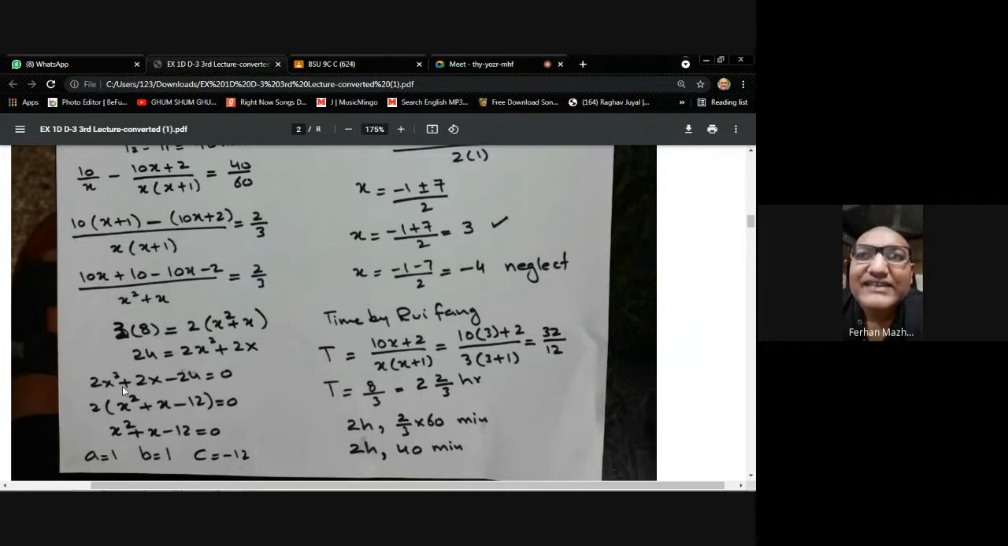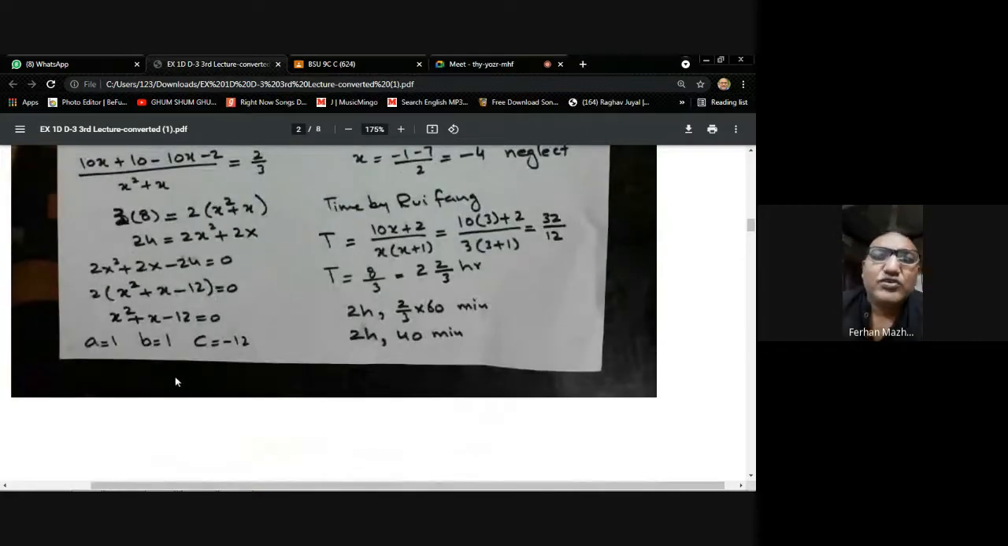You can see that here the 2 is common, so you can take the 2 common. If you take 2 common, then you will have x square plus x minus 12 bracket close equals to 0. This 2 which is multiplying here, when it goes to the other side, it will divide. So you will have x square plus x minus 12 equals to 0 divided by 2, and 0 divided by 2 will give you 0. So you have that equation. This is a standard quadratic equation, x square plus x minus 12 equals to 0.